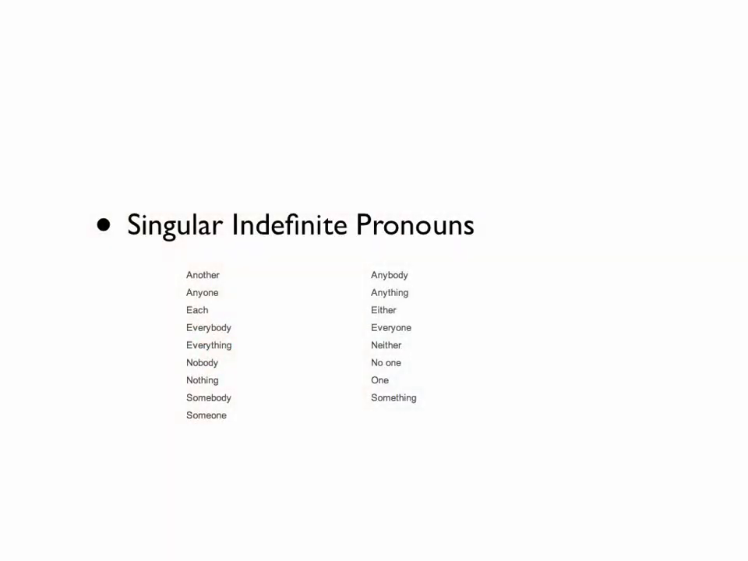Okay, these are your lists of singular indefinite pronouns. Another, anyone, each, everybody, everything, nobody, nothing, somebody, someone, anybody, anything, either, everyone, neither, no one, one, and something. Now you're going to need to know these, but I'm going to show you a little trick.